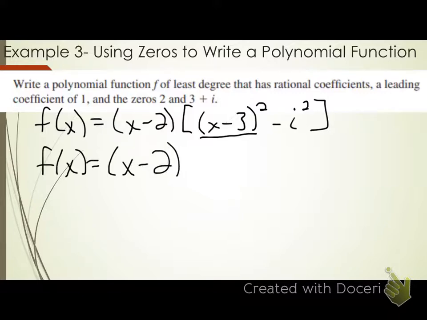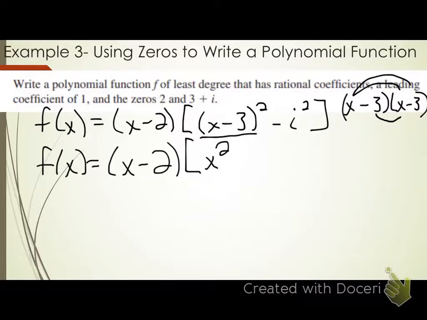So I have x minus 3 times x minus 3. X times x gives me x squared. X times negative 3 gives me negative 3x. Negative 3 times x gives me negative 3x as well. So that'd be negative 6x. Negative 3 times negative 3 gives me 9. So I multiplied x minus 3 squared out. If you remember from talking about complex numbers last semester, if I have i squared, that's just negative 1.